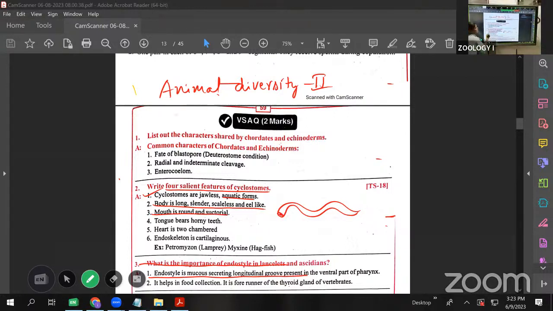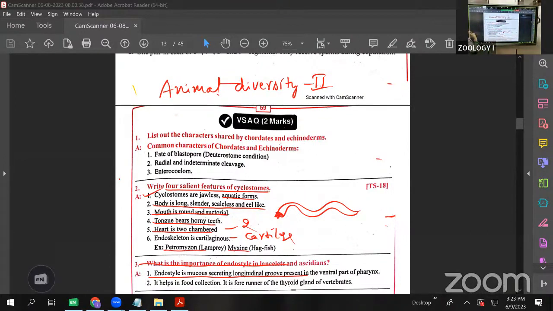Clear? Next, the tongue bears horny teeth. The tongue is present inside the mouth and has horny teeth. Next, a two-chambered heart is present, and the endoskeleton is made up of cartilage. This is about the general characters of the cyclostomes. Examples are Petromyzon and Myxine.